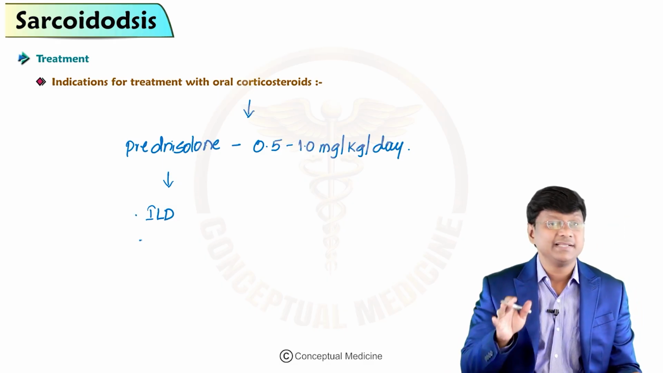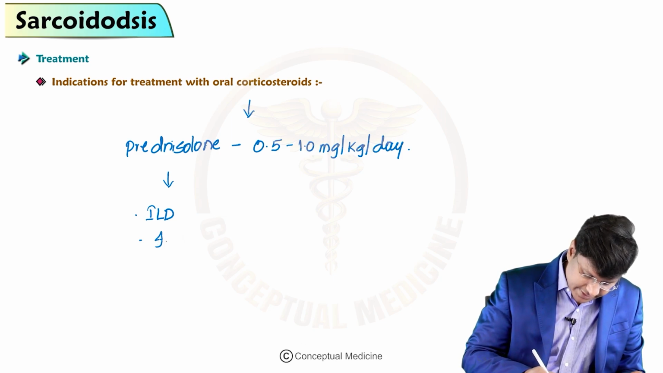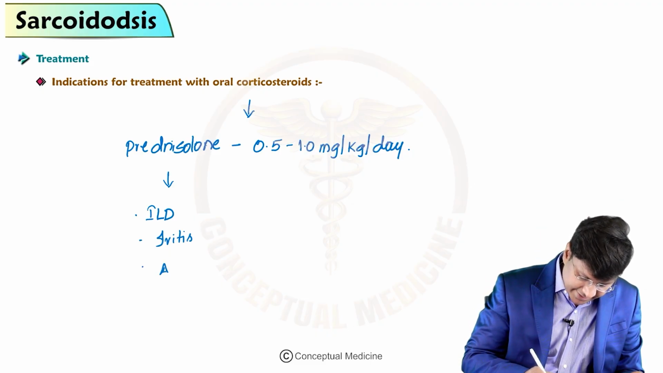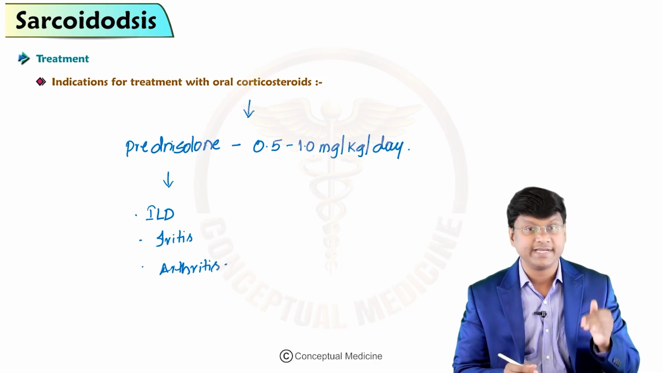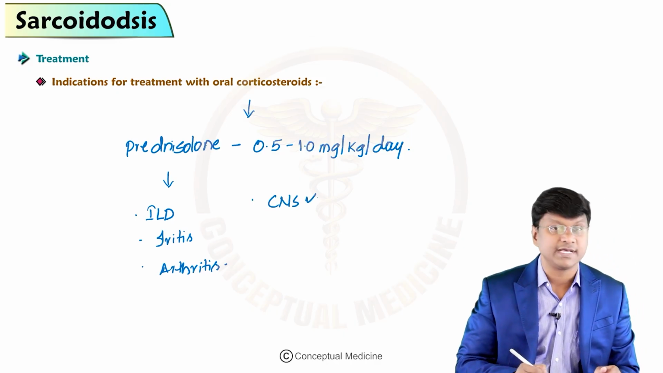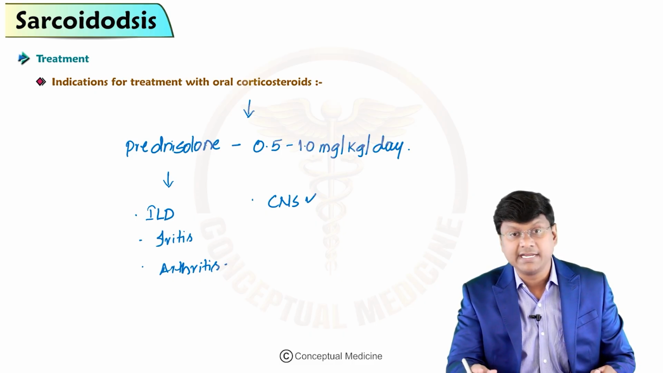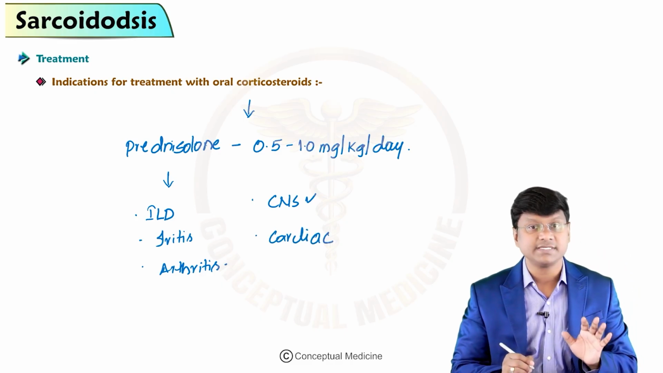and the other system involvement as well, like for example uveitis, that is the individual has the development of iritis, then arthritis, where when you give steroids the pain of the joints will get subsided. And in CNS involvement also, that we call neurosarcoidosis, where the patient can present with seizures or altered sensorium. Myocardial sarcoidosis, that is if there is cardiac involvement also, you need to give the steroids.